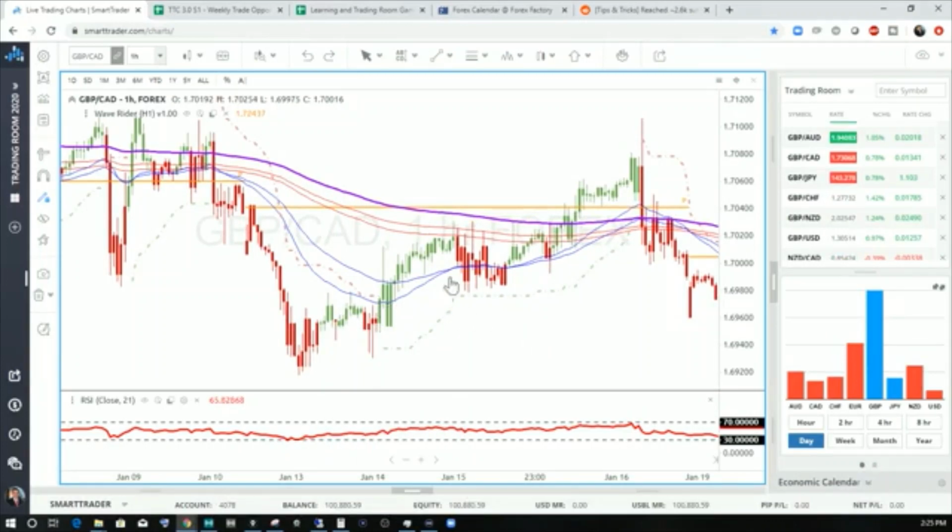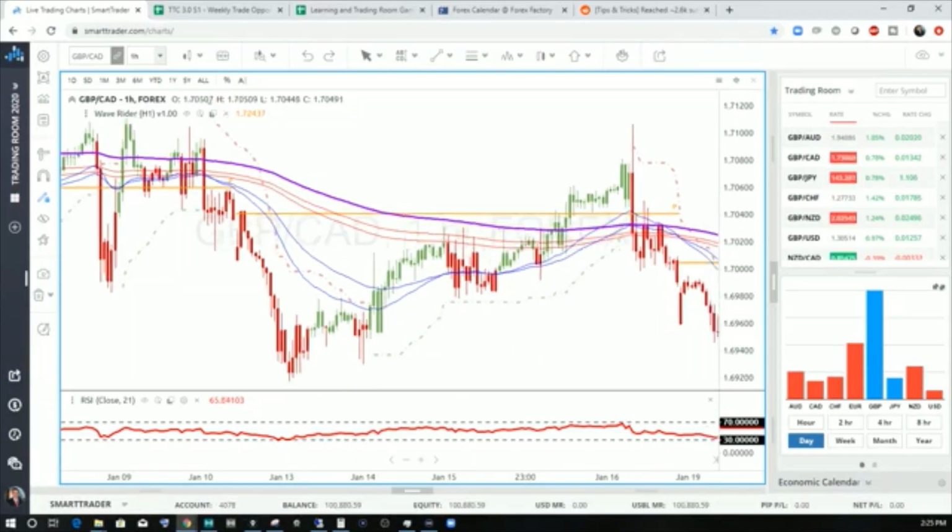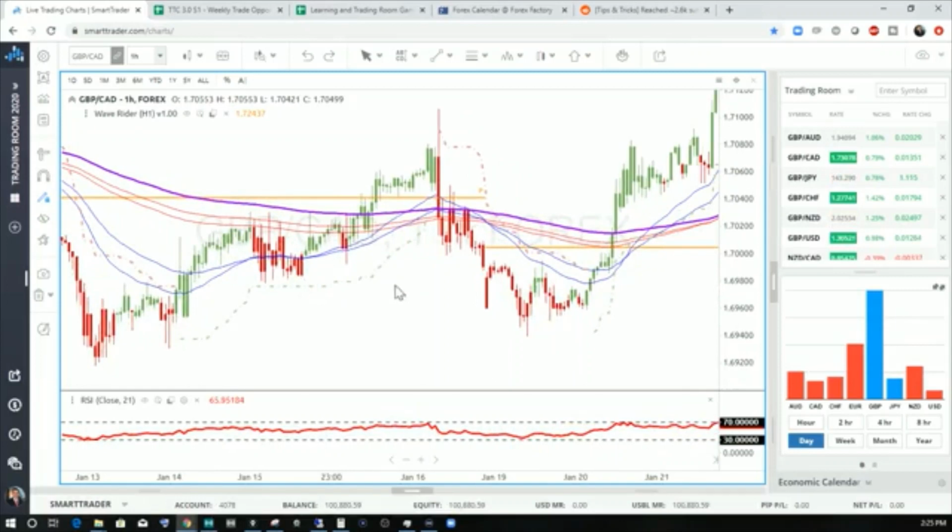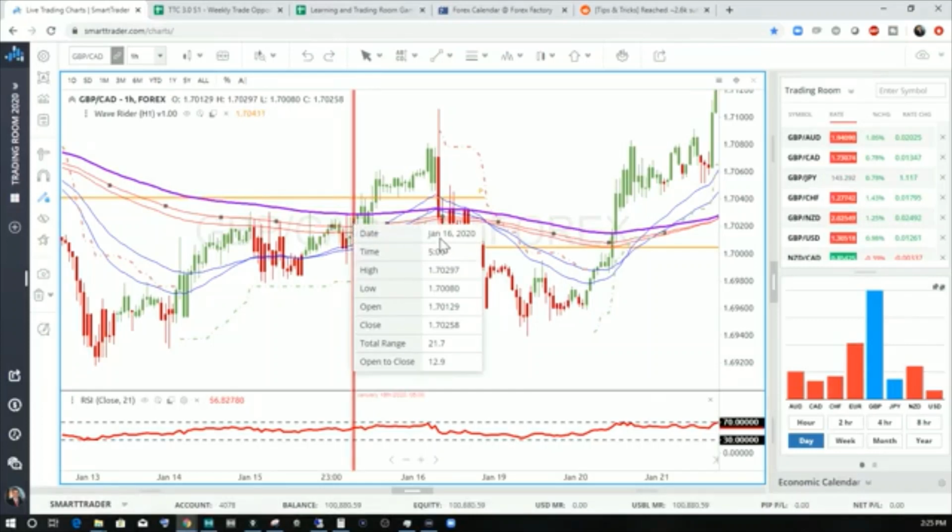And what I'm looking for is price to move above my red line. See the red line right here? So check this out. So here's the red line. Here's the signal right here. There it is there. So price gave me a signal on the 16th. On the 16th, it told me to go ahead and buy.